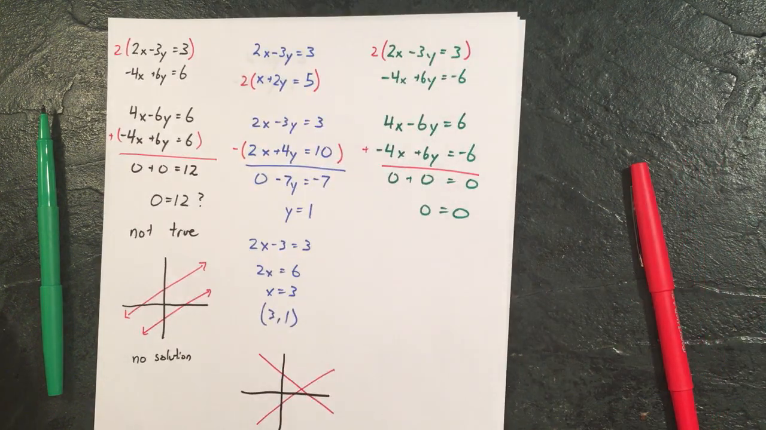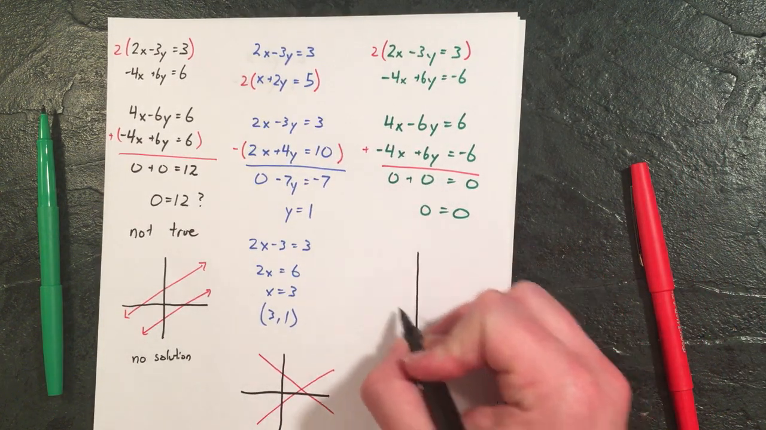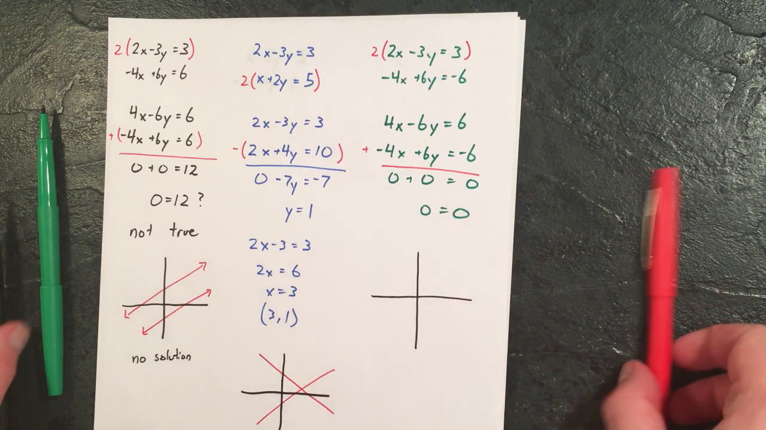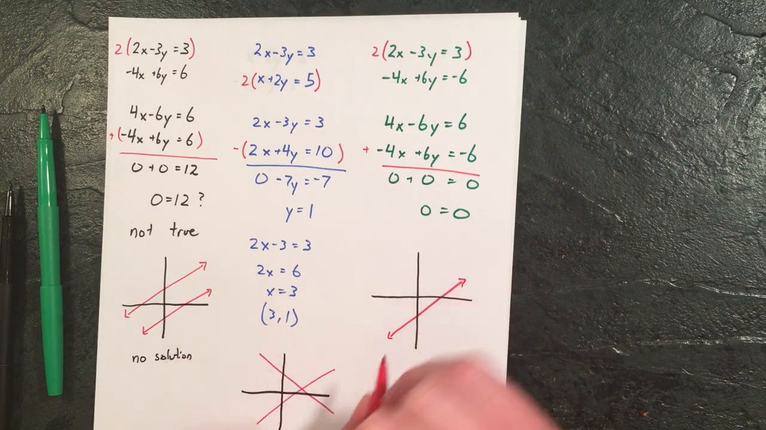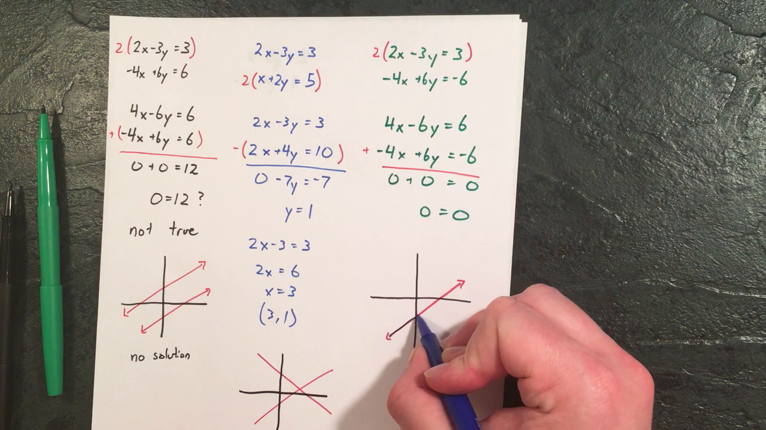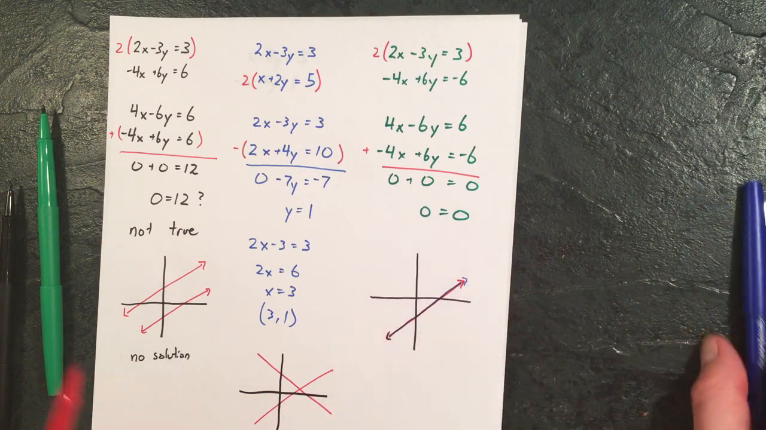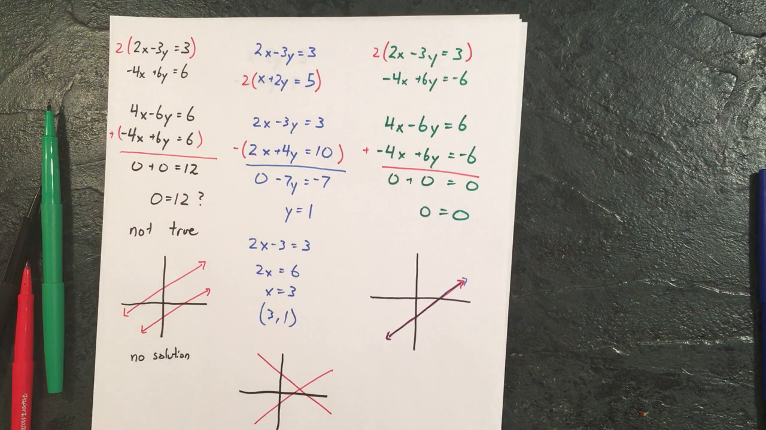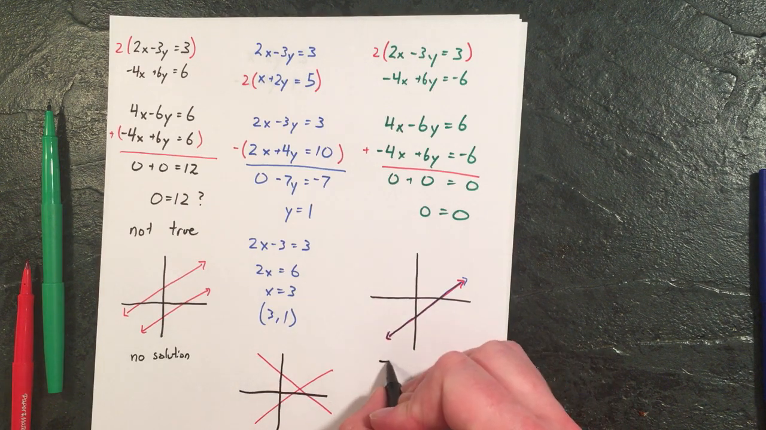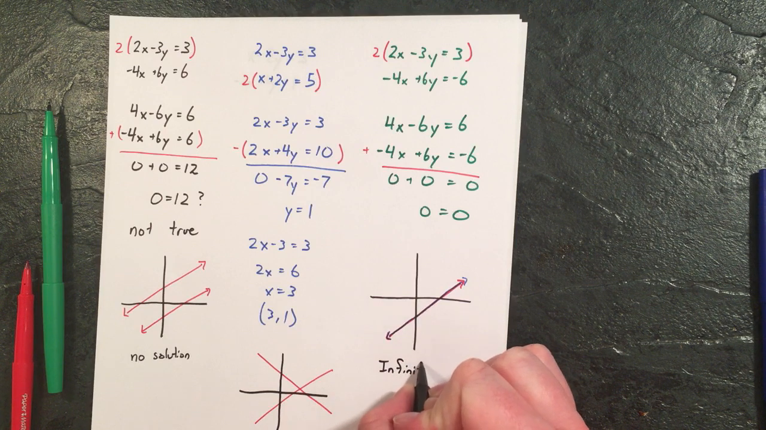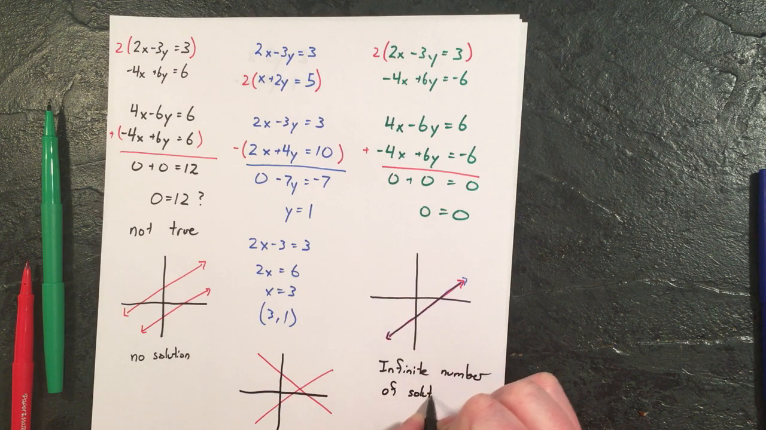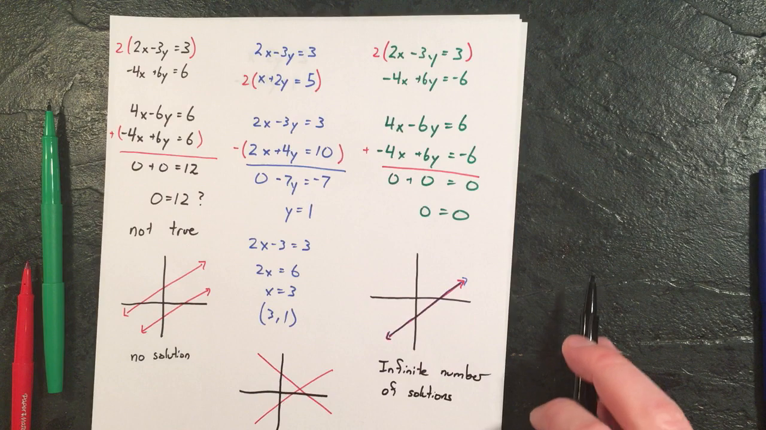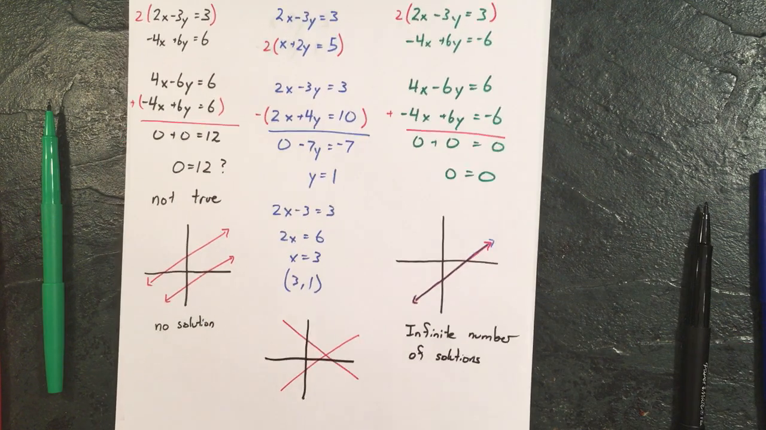And then the final one, we have 0 equals 0. What that means graphically is that these 2 lines are actually the same line, just on top of each other. Right, so we have a red and the blue one. They're literally on top of one another. So what that means is there are, in fact, an infinite number of solutions, because they cross at every single point they have in common, which is all of them. Okay, so those are the 3 different types of situations we can really have.